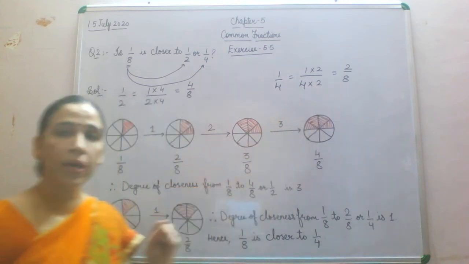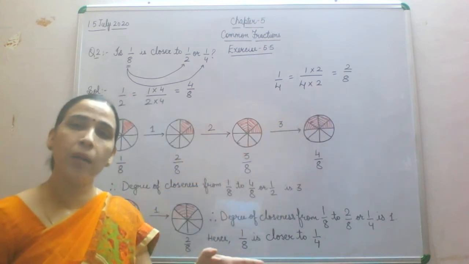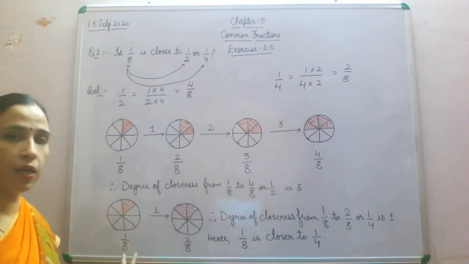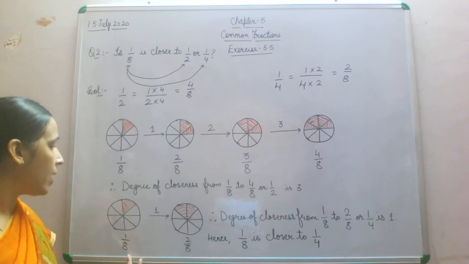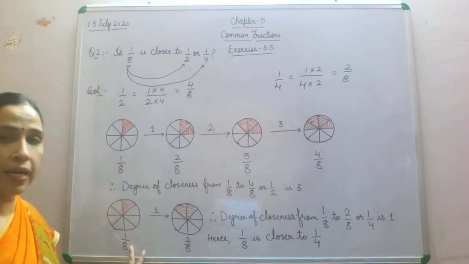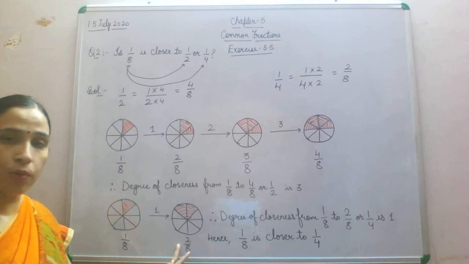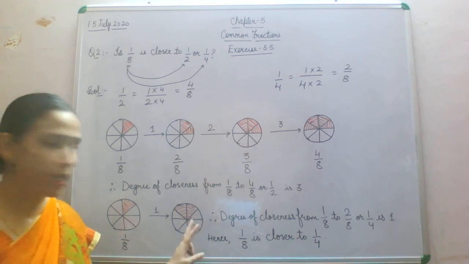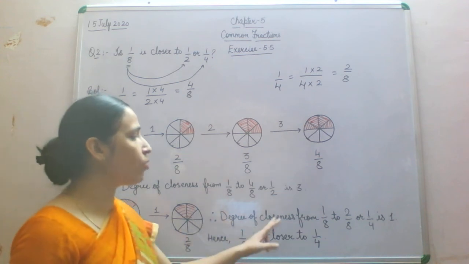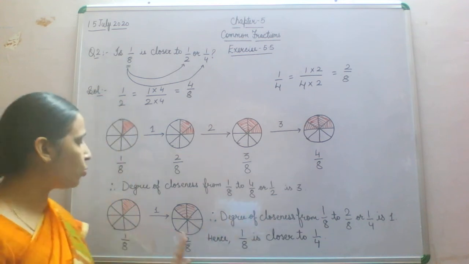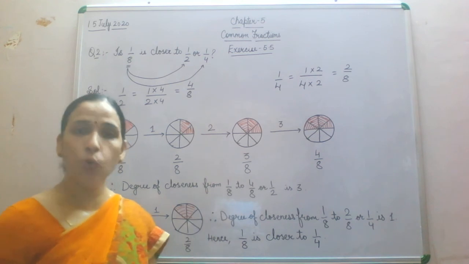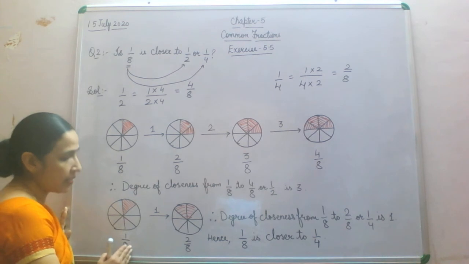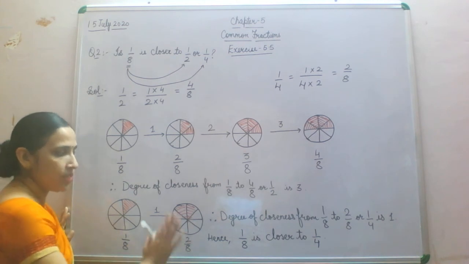Now next we have this 2/8. Now we have to compare 1 by 8 to 2 by 8. Now 1 by 8, we will draw this figure and we will get this 1 by 8. Now we have to add 1 by 8 in this so that we will get 2 by 8. We have shaded two parts here. Therefore, the degree of closeness from 1 by 8 to 2 by 8 is 1. Fine, only once we have added 1 by 8 in this. So here the degree of closeness is 1.